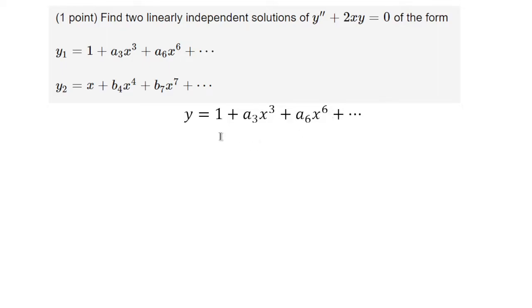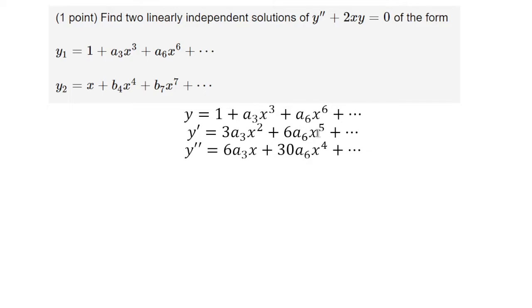Okay. So the first derivative: 1 differentiates to 0, 3 comes down, 6 comes down, and that's how you get the first derivative, right? And if you differentiate again, 2 comes down, 2 times 3 is 6, 5 comes down, 5 times 6 is 30, so you get this result. And now we're ready to plug them in.